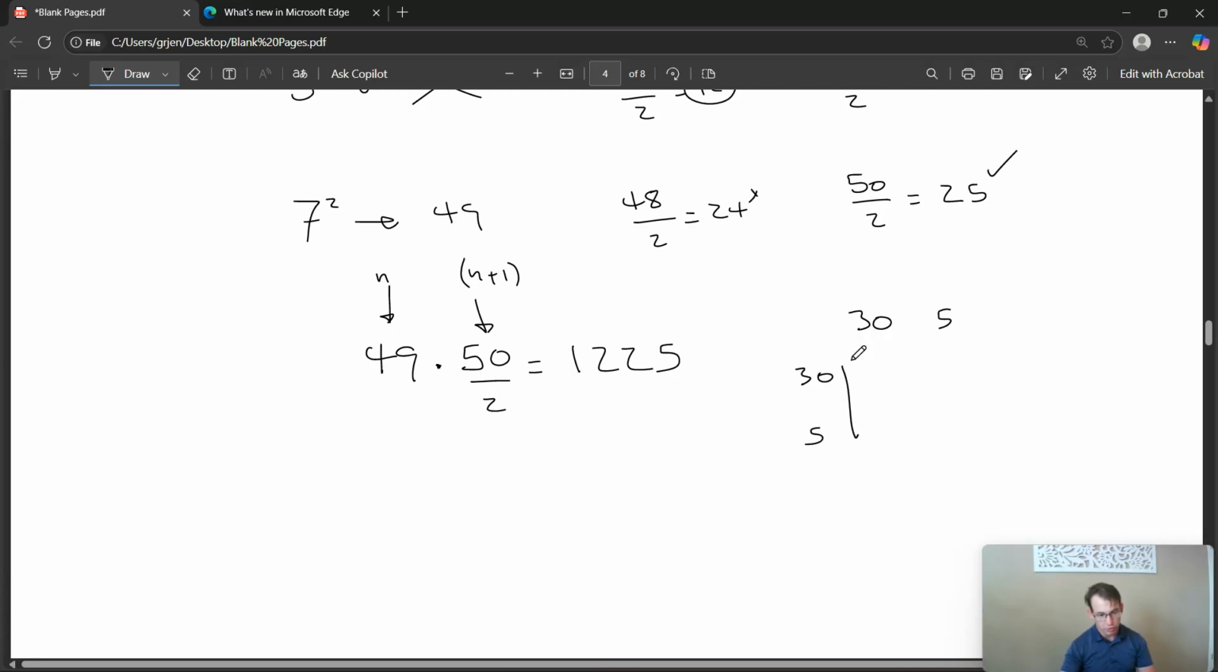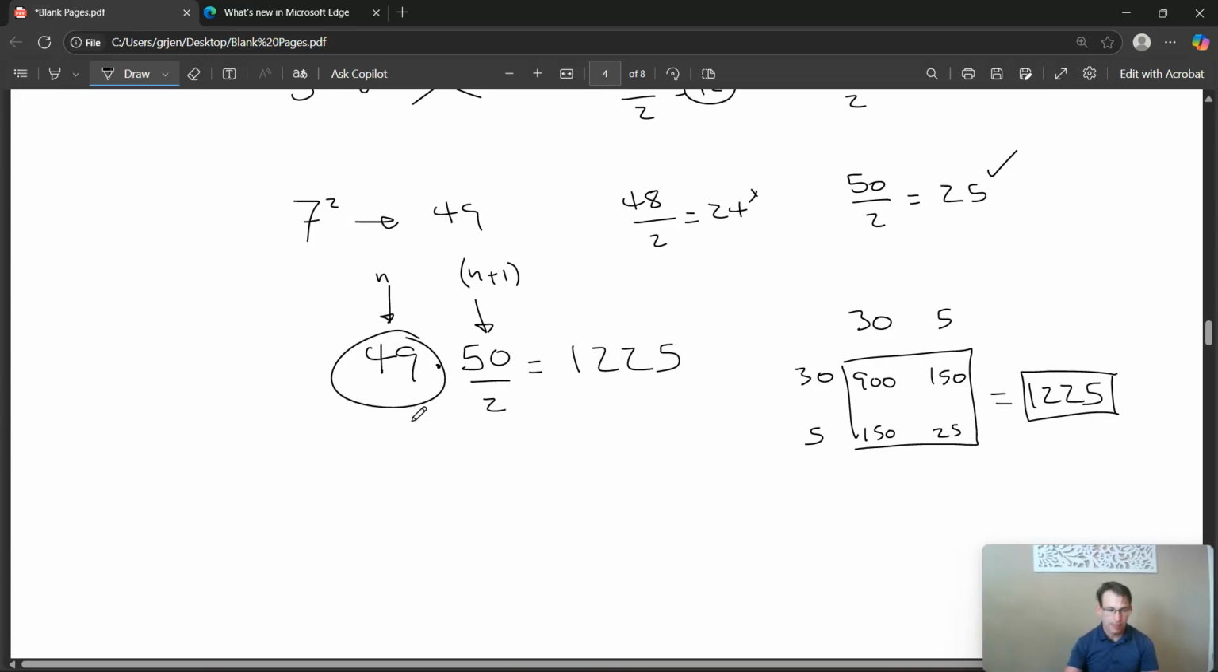So we know 1225 is this triangle number. It's the 49th. But here this gives us 900, 150, 150, and 25. So this indeed equals 1225. It's both a square and a triangle. So what I need you to do is keep checking.